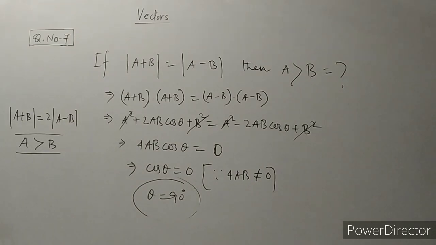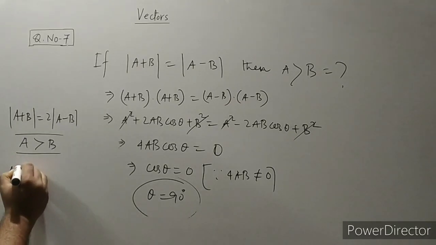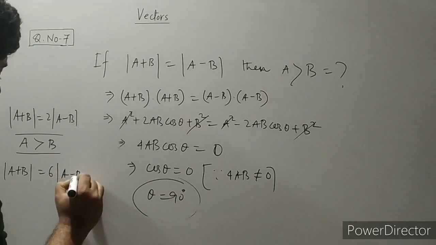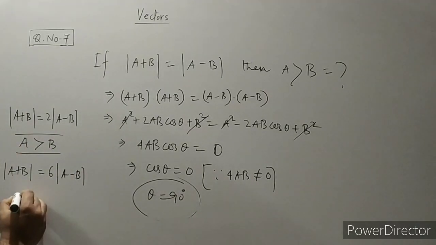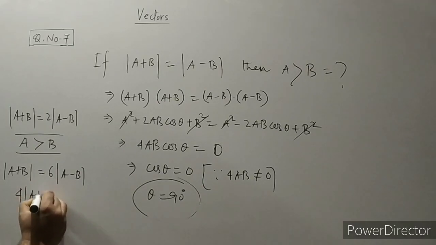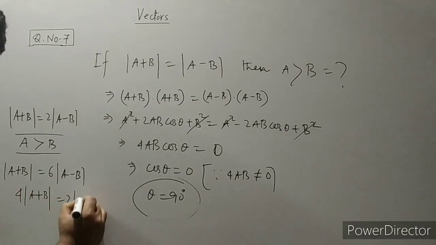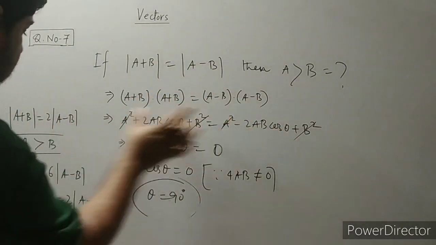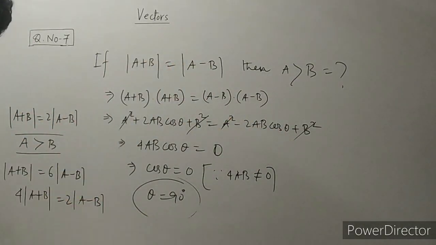We can solve this similarly. Or it could be like this: mod a plus b is equal to 6 times mod a minus b. What will be the angle between a and b? Or 4 times mod a plus b is equal to 2 times mod a minus b. Then what is the angle between a and b? Similar questions. The expressions will be different, but the answer will be the same. All will be 90 degree.